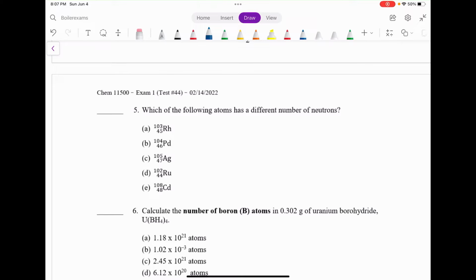As we somewhat just did in the last question, we know that this top number is the mass number, which equals protons plus neutrons. The lower number is the atomic number, which is just protons. So if you take the top number and minus the bottom number, you know how many neutrons you have. So let's go through each one of these examples and find out how many neutrons they have.